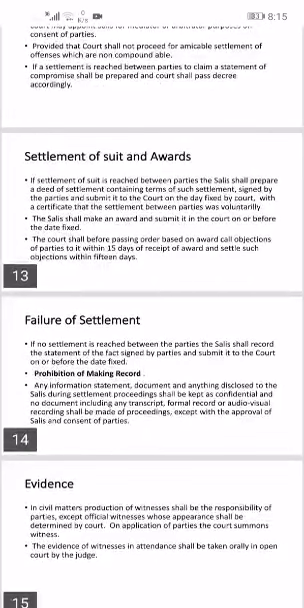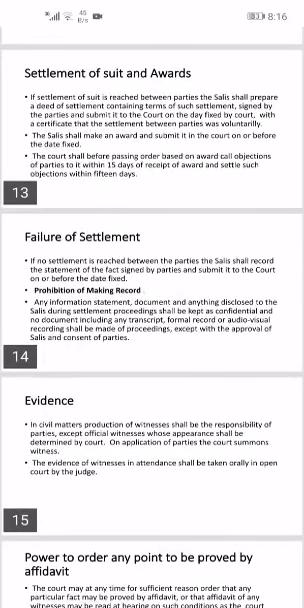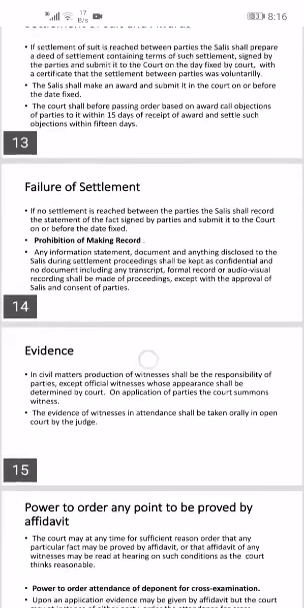Settlement of suit and awards. If settlement of the suit is reached between the parties, the salis shall prepare a deed of settlement containing the terms of such settlement signed by the parties and submit it to the court on the day fixed by the court, with a certificate that the settlement between the parties was voluntary. The salis shall make an award and submit it in the court on or before the date fixed. The court shall, before passing an order based on the award, call for objections of the parties to it within 15 days of receipt of the award and settle such objections within 15 days.